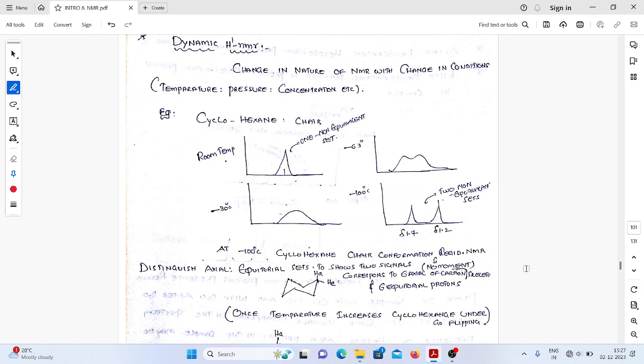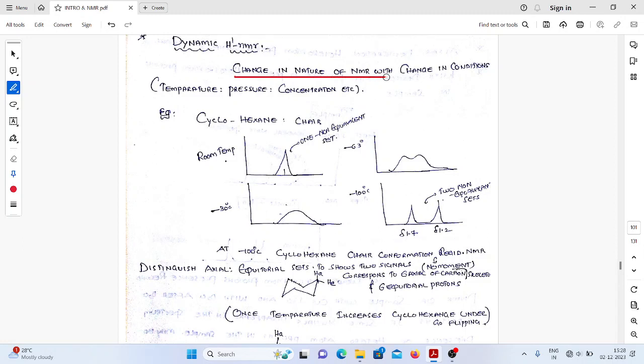The next topic is dynamic proton NMR. So till now we have discussed the effect of proton exchange on the NMR signal, and the effect of deuteration in proton NMR. The next concept is dynamic proton NMR. What is dynamic proton NMR?